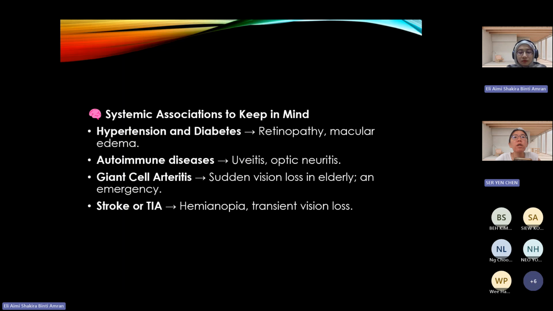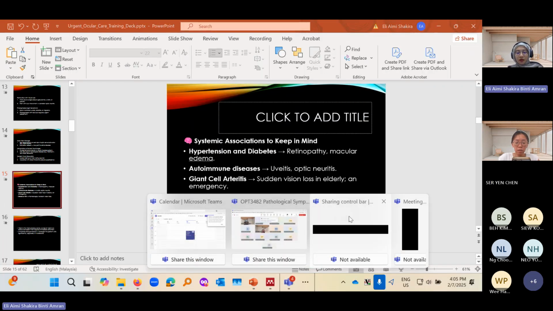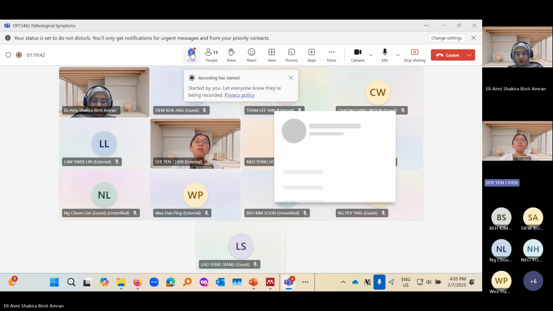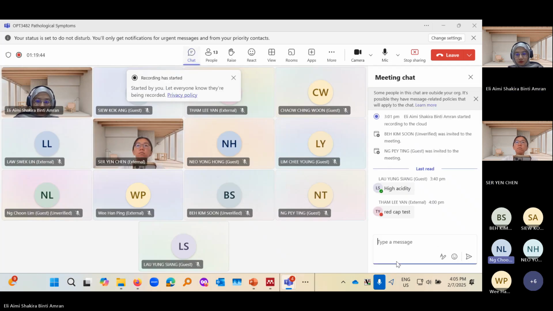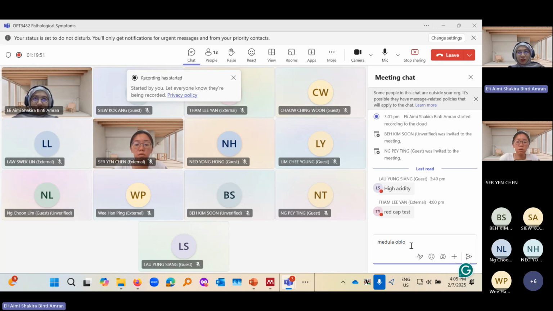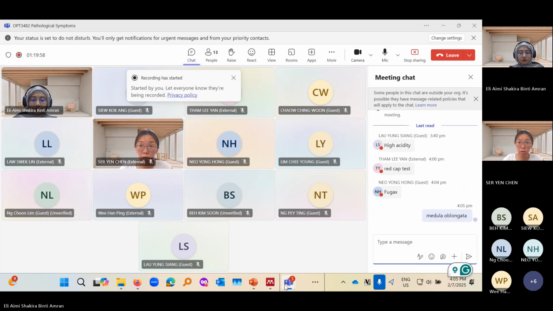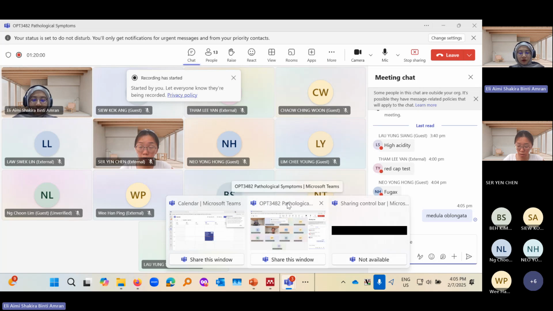Someone in the chat box asked about fugax. Amaurosis fugax is a transient loss of vision. Oh, transient loss of vision. Okay, thank you. Temporary vision loss can be related to CRAO. CRAO is an obstruction of the retina's artery, so yes.